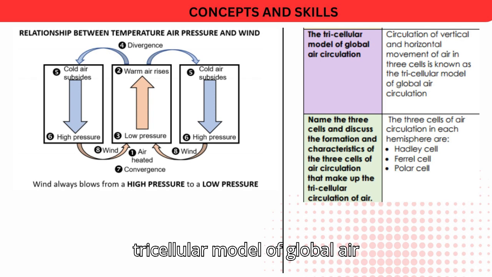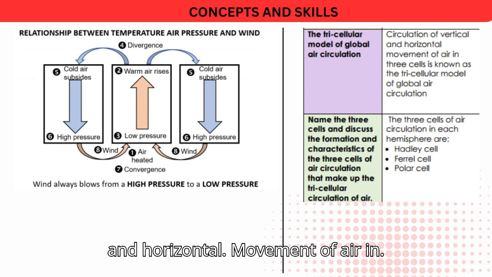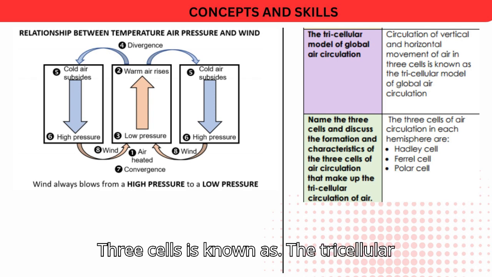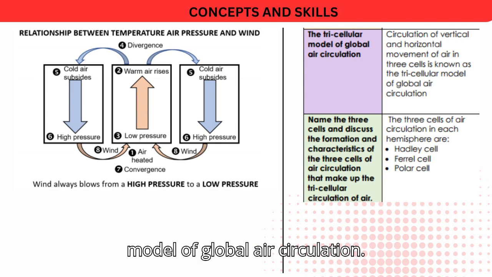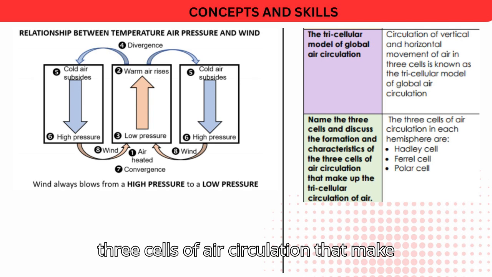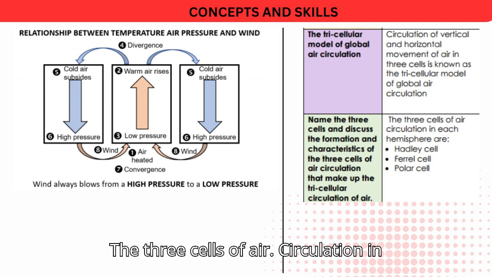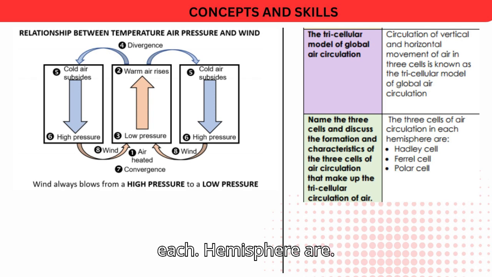The tricellular model of global air circulation. Circulation of vertical and horizontal movement of air in three cells is known as the tricellular model of global air circulation. Name the three cells and discuss the formation and characteristics of the three cells of air circulation that make up the tricellular circulation of air. The three cells of air circulation in each hemisphere are Hadley cell, Ferrel cell, polar cell.